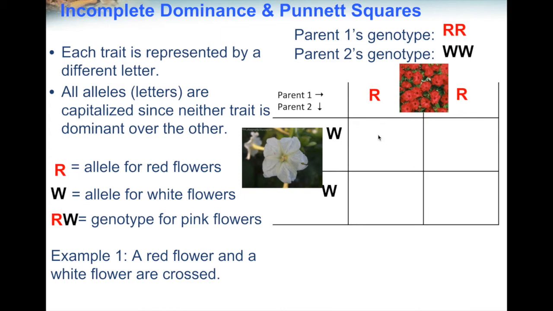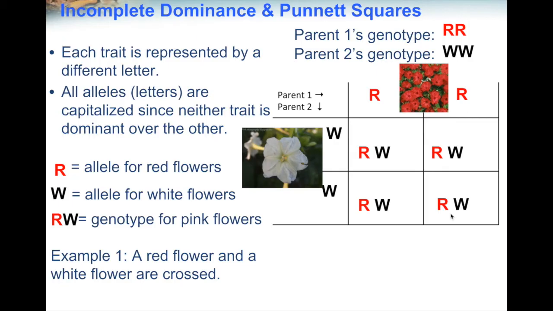Now, in this box, one parent gave an R, one parent gave a W, so you're just filling that out, RW. In this box, same thing. One parent gives an R, one gives a W. And the same goes for these two boxes. One parent gives the R, one parent gives the W, and then the last one, one parent gives an R, one parent gives a W. Now, we would write it as RW. How we would say the genotype is, it's heterozygous. Why is this heterozygous? Because these two alleles are different from each other.